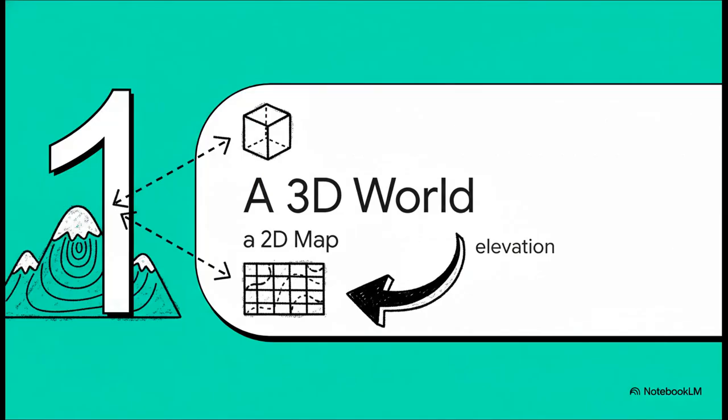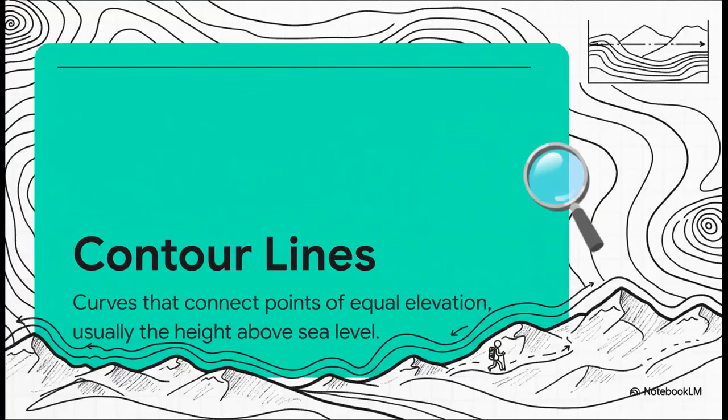So how do we bridge this gap between the real 3D world and our flat 2D map? Well, the answer lies in one single, incredibly powerful tool that map makers have been using for ages. Everybody, meet the contour line. This is the absolute hero of our story today. Every single point along one of these lines is at the exact same height.